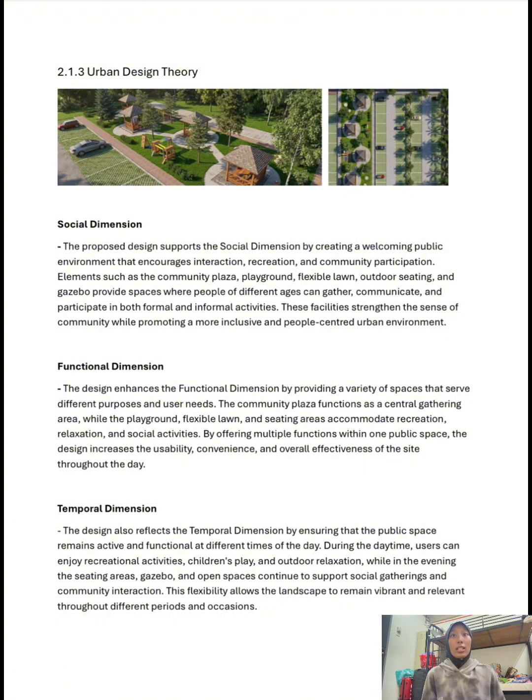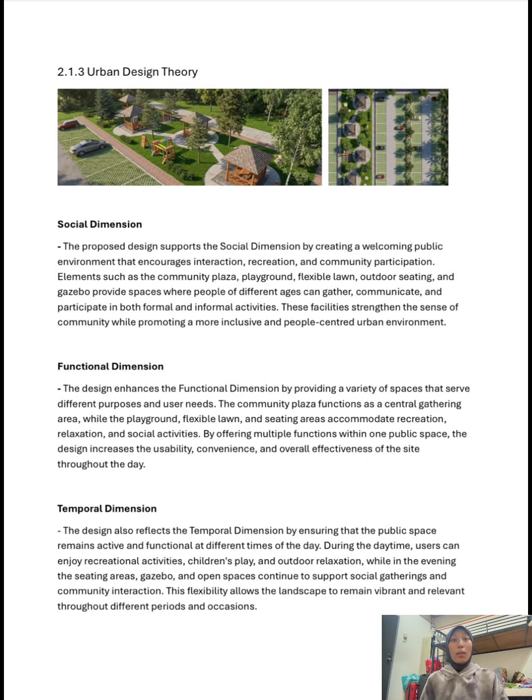Next is morphological dimension. The proposed design strengthens the morphological dimension by creating a better relationship between built environment and natural landscape element. The integration of rooftop garden, shaded pedestrian spaces, and strategically arranged planting soften the hard urban structure while improving the spatial organization of the site. This creates a balanced urban form where building and landscape function together as one cohesive environment.